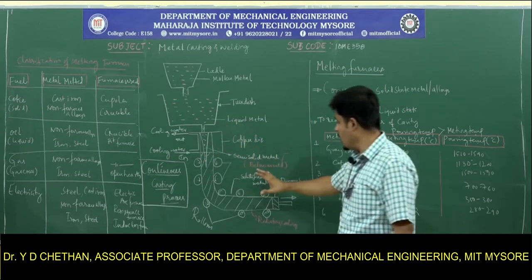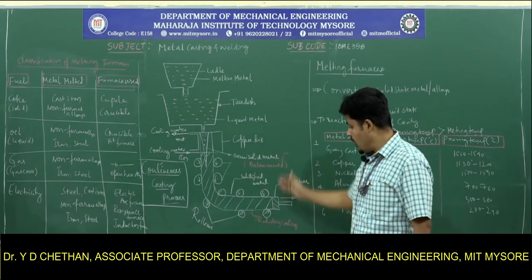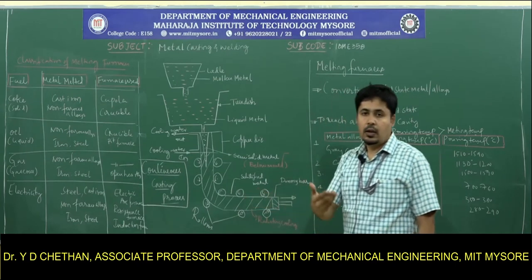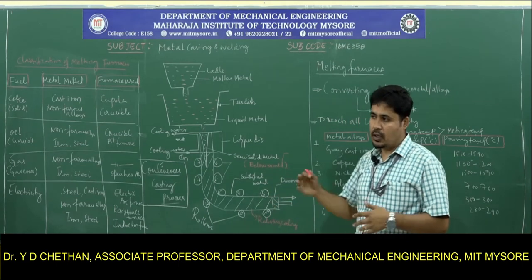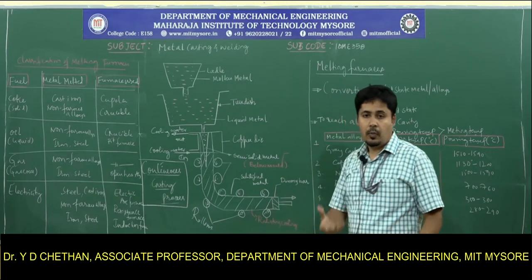The secondary cooling zone is just below the mold. The last one is radiating cooling, where the solid metal comes in contact with the atmospheric air, and due to radiation the heat transfer takes place. This is the place where you get the product.